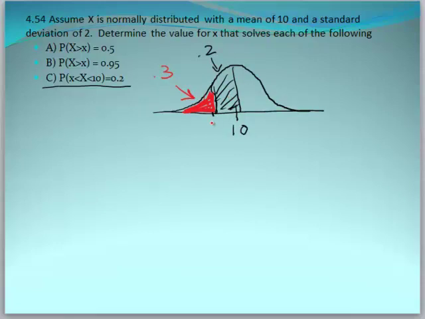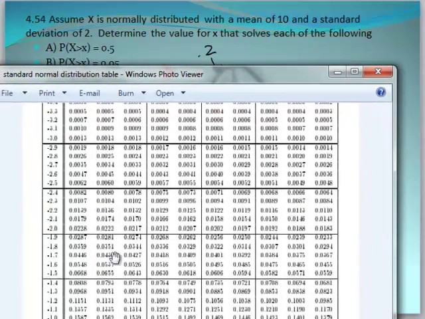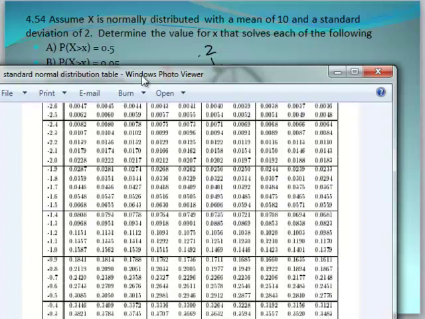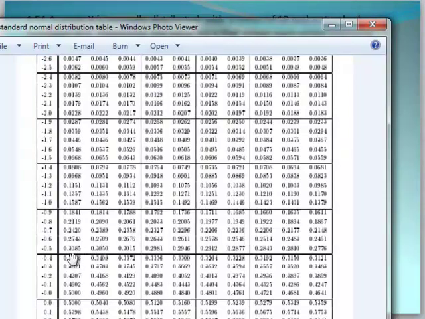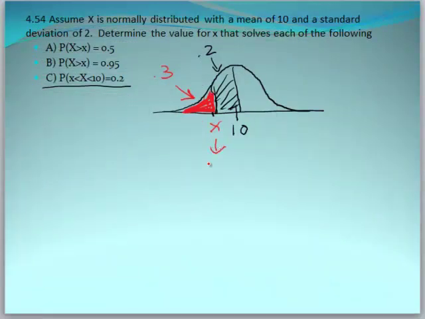So we're looking for the x that's affiliated with an area less than that of 0.3. Now, again, if we pull up our little chart and we look, we want something that's a little bit bigger. 0.3 should be right around here. It's something like minus 0.5, minus 0.52. It's pretty close. So, all right, minus 0.52.